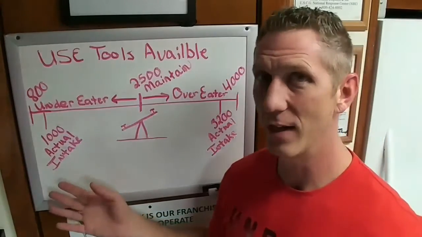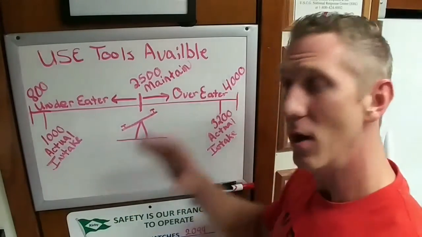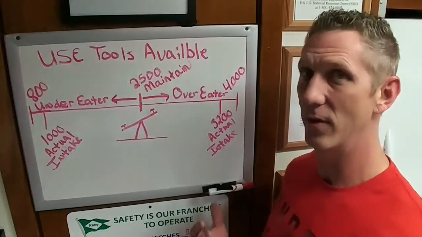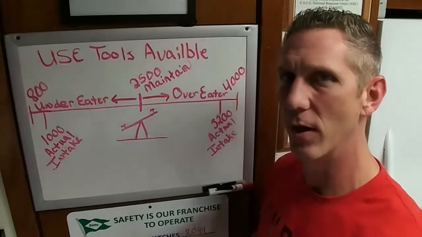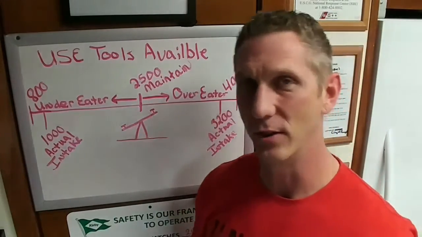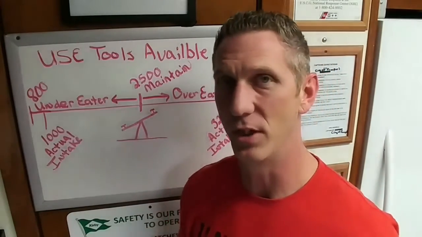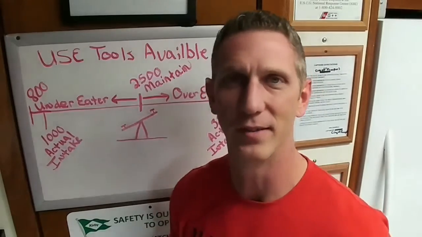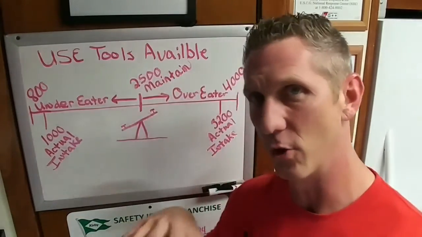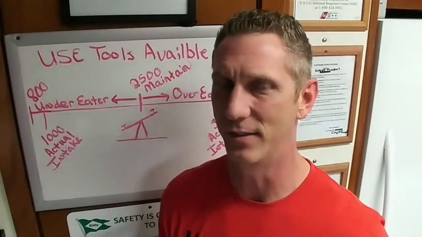So over here, I've got an example of an actual intake of 1,000 calories a day. And on this side, I've got an example of an actual intake of 3,200 calories a day. Right here in the middle is our maintenance level calories, what our body needs to sustain itself. Its current level of muscle tissue, the organs, internal processes, and daily activity. Your maintenance is really what your body needs to sustain itself.